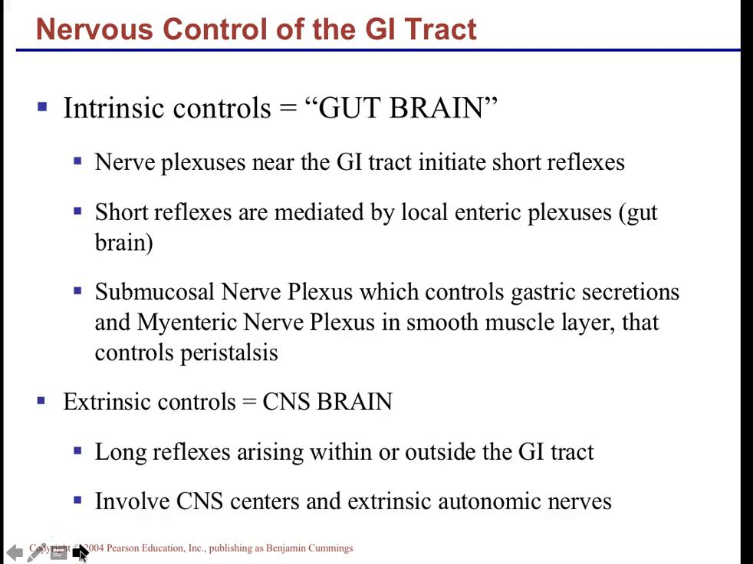Okay, now, here we go. Nervous control of the GI tract. What I love about the GI tract, and this is something that has been inherited through evolution, is we actually have a gut brain. And that is something that came before the actual central nervous system brain in evolution.